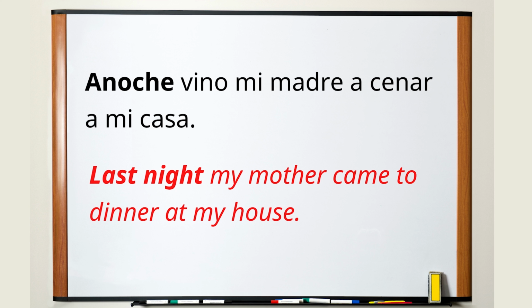All right, now the next time markers that we cover, we're still in the past. I also addressed this in the era versus fue video. And this is used to refer to actions that happened at a certain and defined time in the past. So this is the complete opposite of the last three examples that I just showed you. So this is a defined time, and the other ones were an indefinite time. All right. So, anoche vino mi madre a cenar a mi casa. Last night, my mother came to dinner at my house.